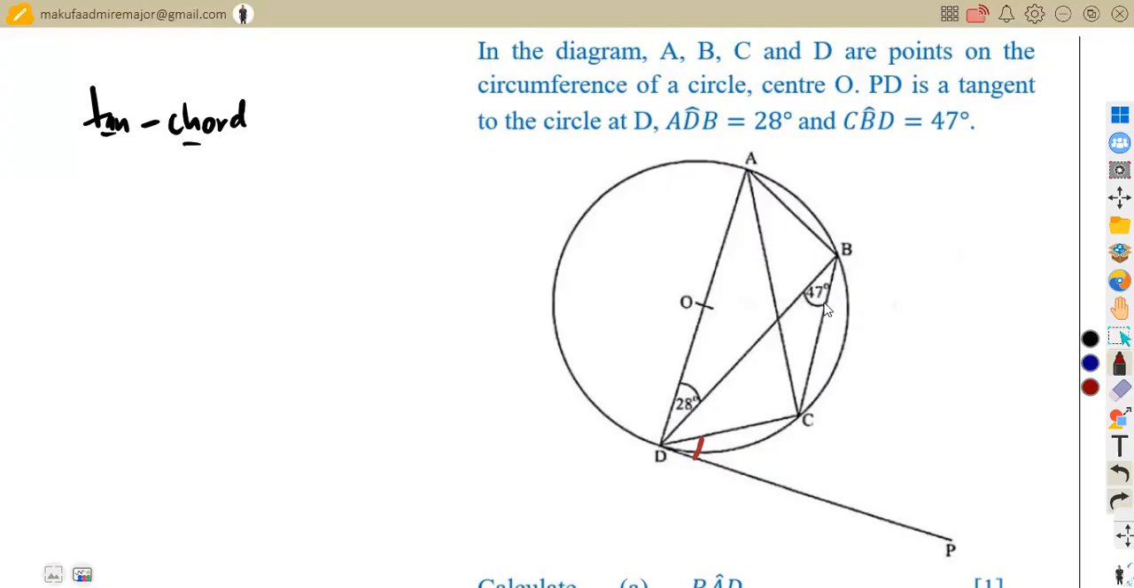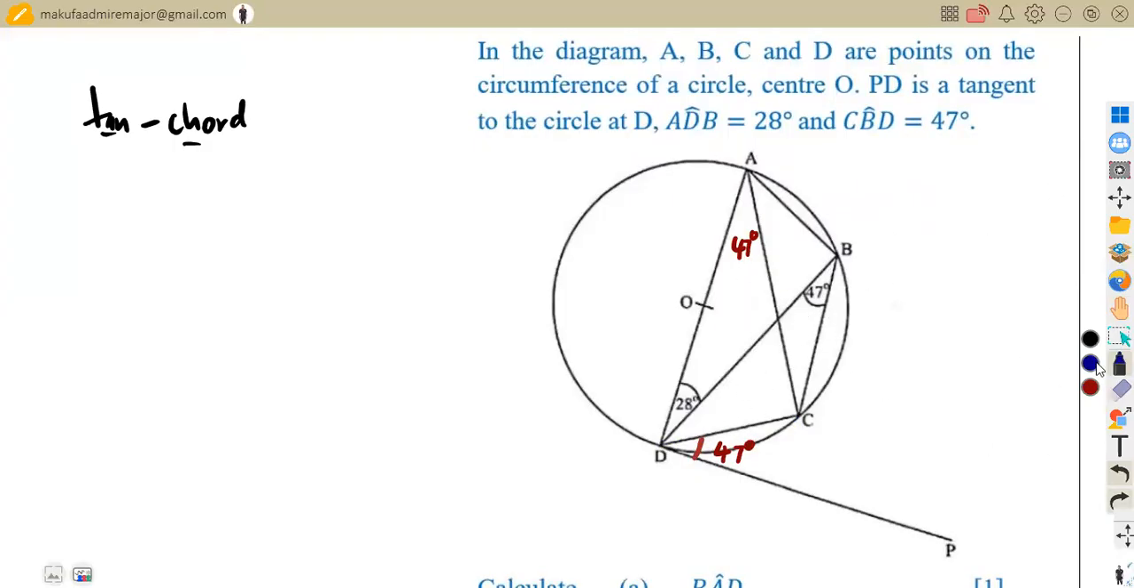So that means automatically if this angle is 47, this one is going to be 47, and this one also is going to be 47. The other reason we can see that this angle will be 47 is that they are created by the same chord. DC is creating the angle at B and also the angle at the circumference at A. So we understand that angles subtended by the same chord in the same segment are equal. So if this is 47, this is 47.